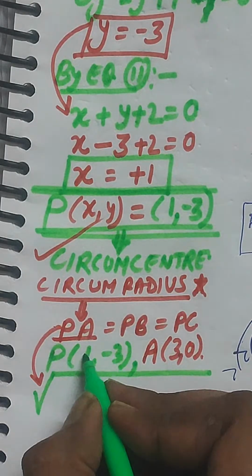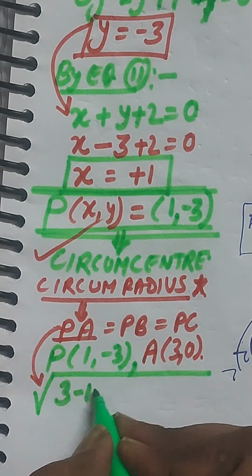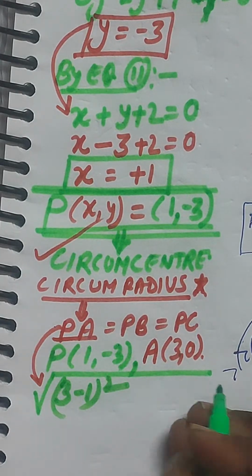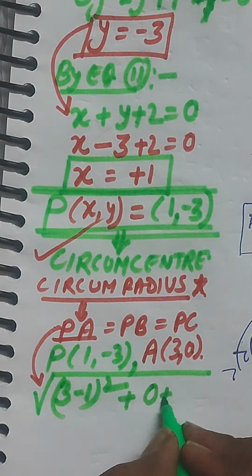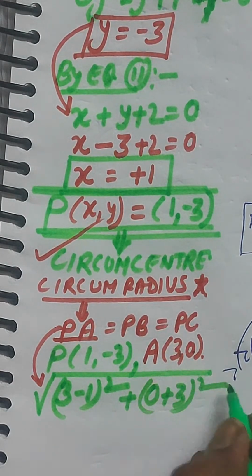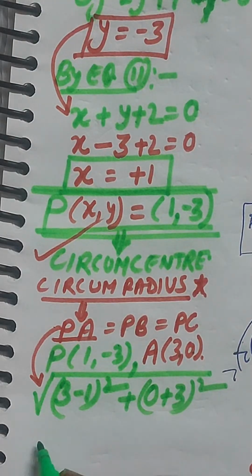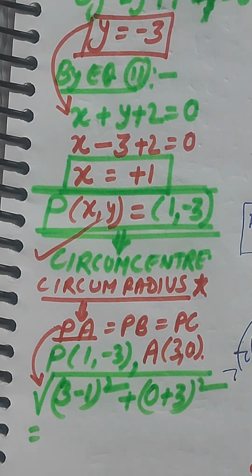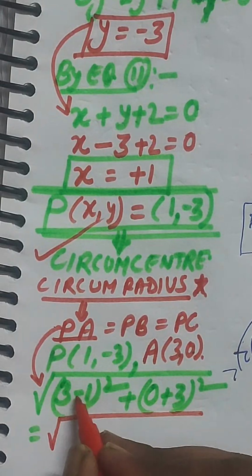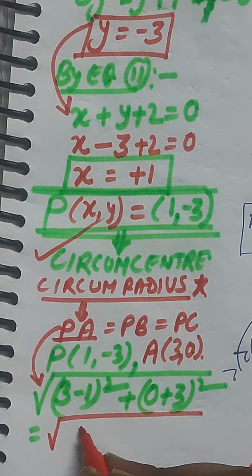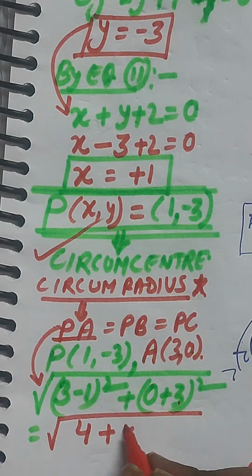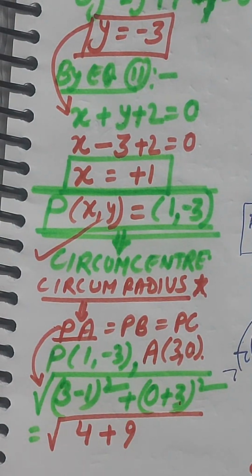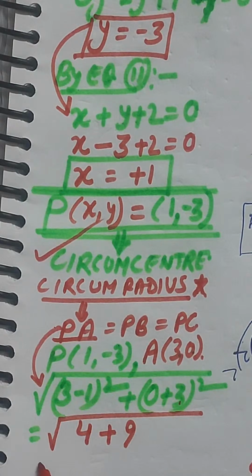Or x2 minus x1, any way you can do. So 3 minus 1 whole square plus 0 minus minus 3, that is 0 plus 3 whole square, right? So this will give you root over of 3 minus 1 is 2 square, that is 4, plus 3 square, that is 9. So you get the circumradius as root over of 13.